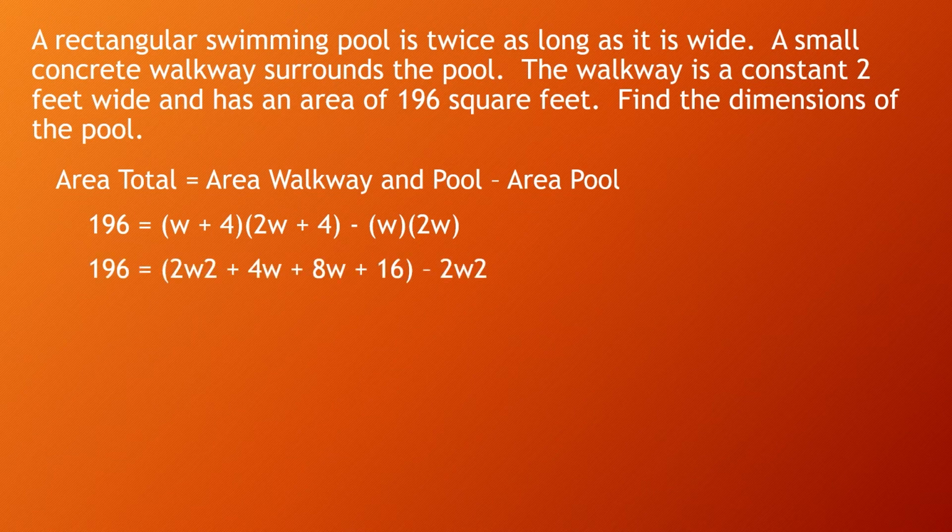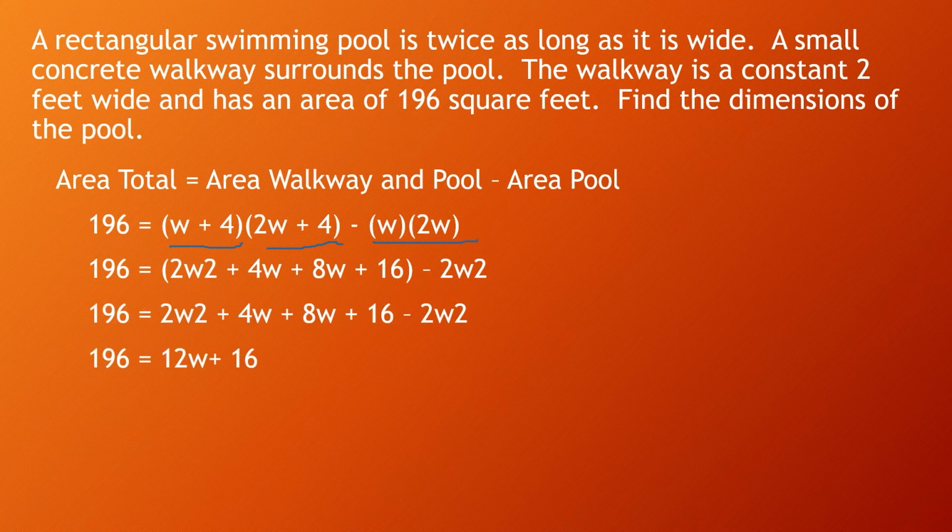Next, let's find the product of W plus 4 times 2W plus 4. So we have 2W squared plus 4W plus 8W plus 16. And for the product of W times 2W, we have 2W squared. Next, we are going to combine like terms. So we have 2W squared minus 2W squared. We have, correct, it's 0. And how about 4W plus 8W? Very good. It's 12W. And copy positive 16.